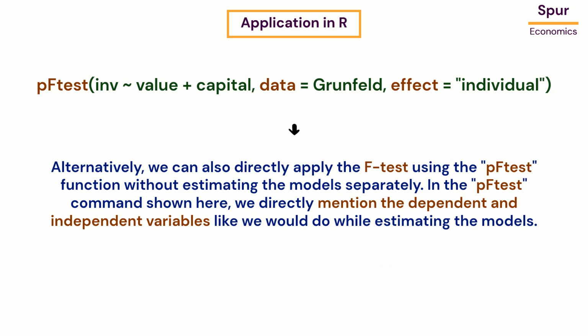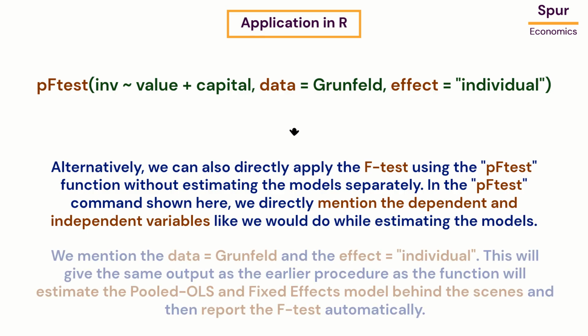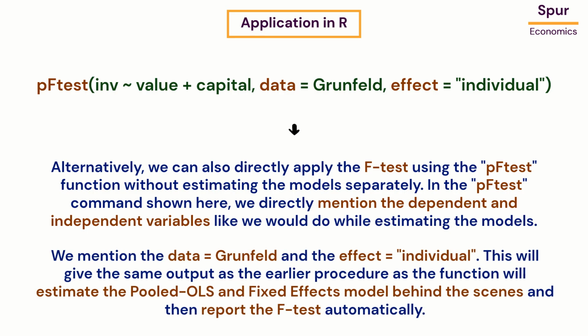Alternatively, we can also directly apply the f-test using the pFtest function without estimating the models separately. In the pFtest command shown here, we directly mention the dependent and independent variables like we would do while estimating the models. We mention the data as Grunfeld and the effect as individual. This will give the same output as the earlier procedure, as the function will estimate the Pooled-OLS and fixed effects model behind the scenes and then report the f-test automatically.